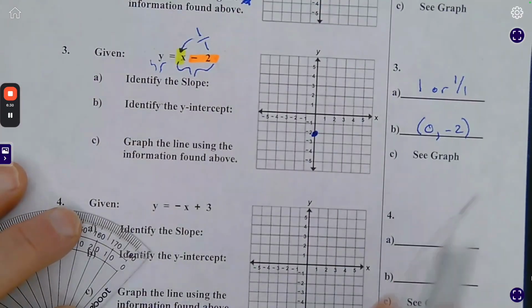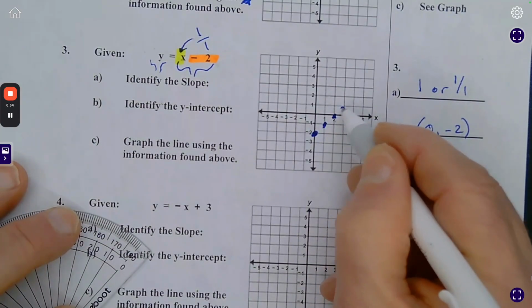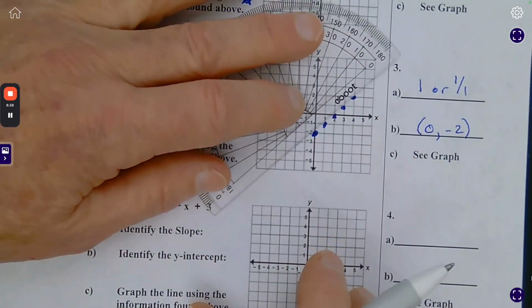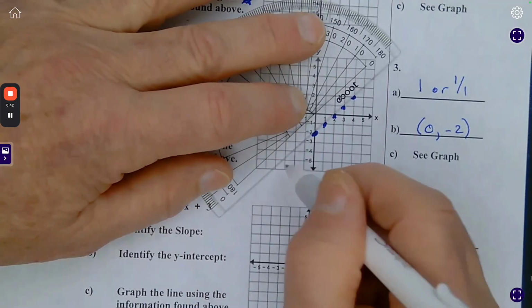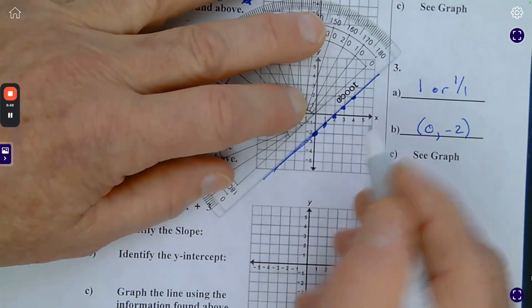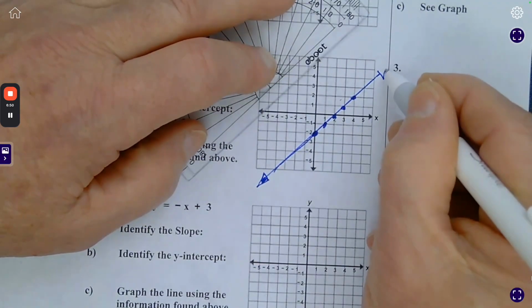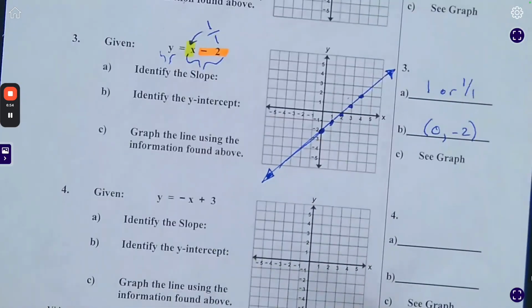All right, let's see if I can get my straight edge. Oh, I haven't applied my slope. Up 1, over 1, up 1, over 1, up 1, over 1. Look at that nice pattern. Every one of those points I drew is a solution, and all of the points in between them, all these fractional and decimal points, are also solutions. Every ordered pair that is on this line is a solution for that given equation.